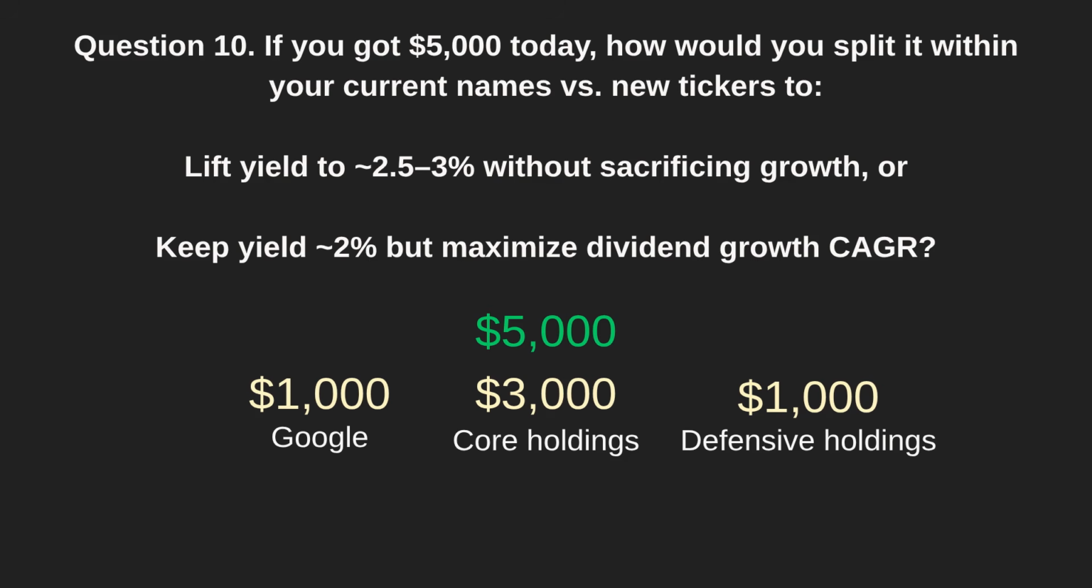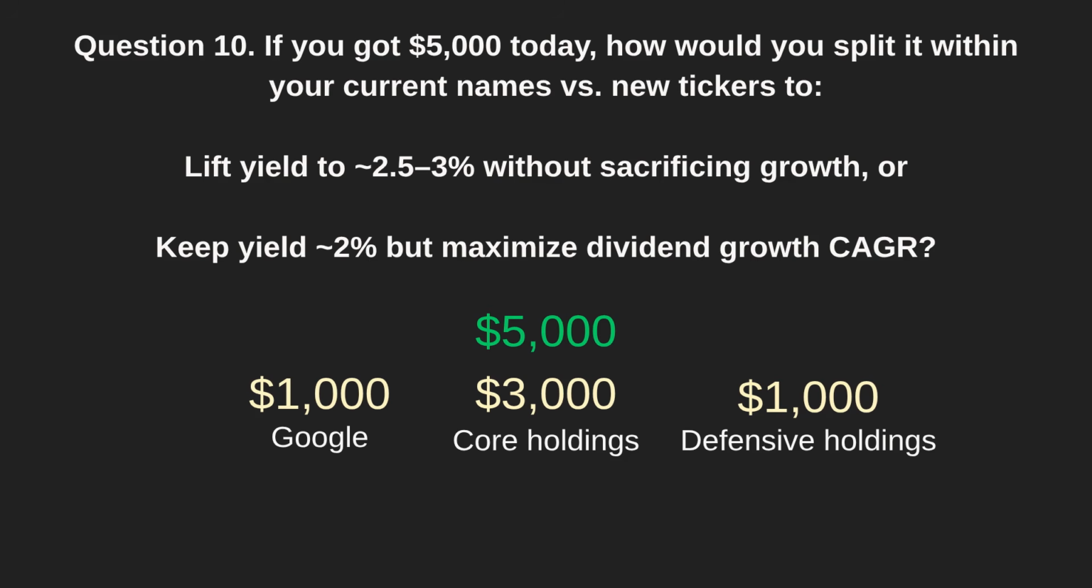Question number 10. If you got $5,000 today, how will you split it within your current names versus new tickers? The options are lift yield to 2.5% to 3% without sacrificing growth, or keep yield at 2% but maximize dividend CAGR. The options are tricky, but I think my portfolio is positioned right now to be the best of both worlds. Market-beating returns and a double-digit dividend CAGR. My current yield is 2.35%. It is a weighted dividend yield, which means that it's based on the stocks I buy. If I heavily buy a low-yield stock, the portfolio yield will go down.